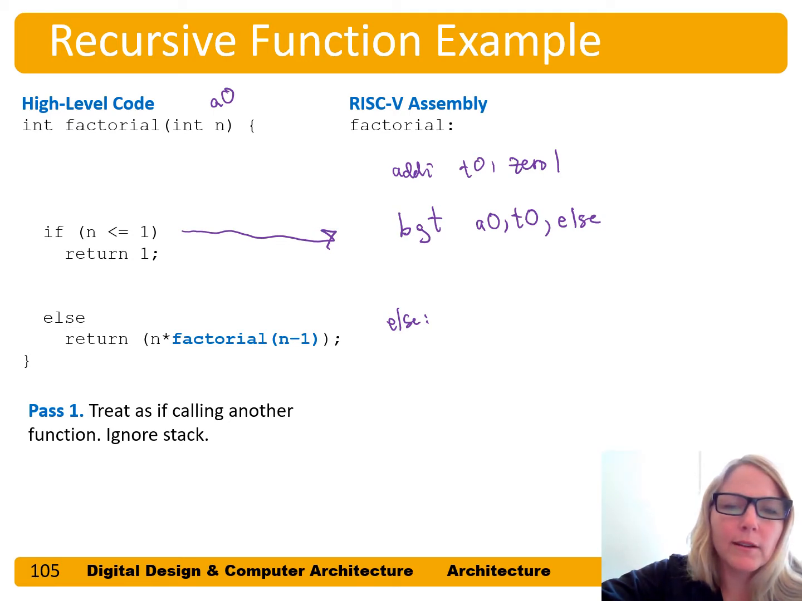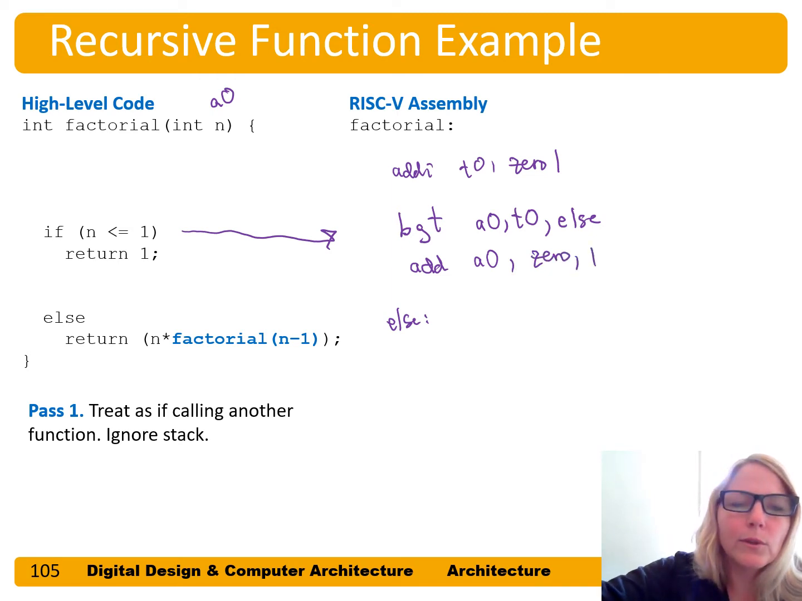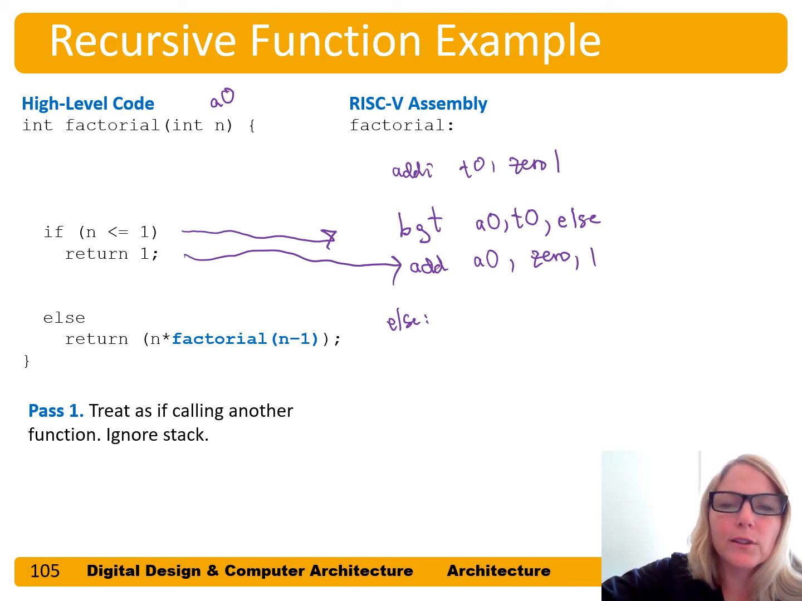We have to put our return value, which is 1, into A0. So we'll put that value, return 1, into our return register, where A0 is the return register as well. And then we're going to return with jr ra.